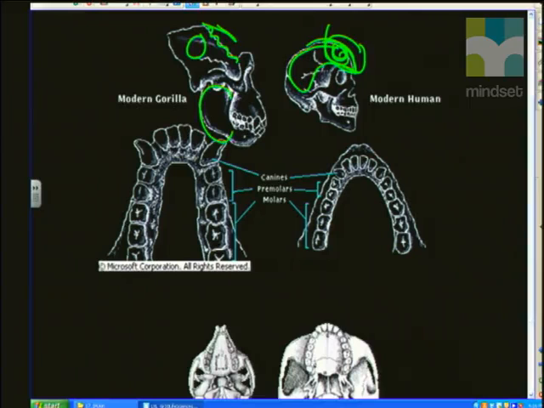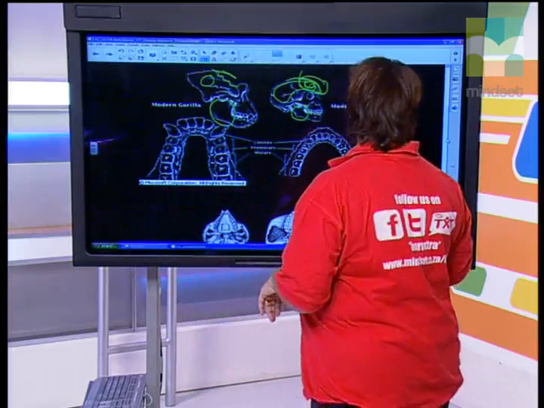Also, have a look at the mandible. Much smaller in theirs, much bigger in ours. They chew a lot of raw fruit, so their jaws are bigger and stronger. I want to finish, almost finished.